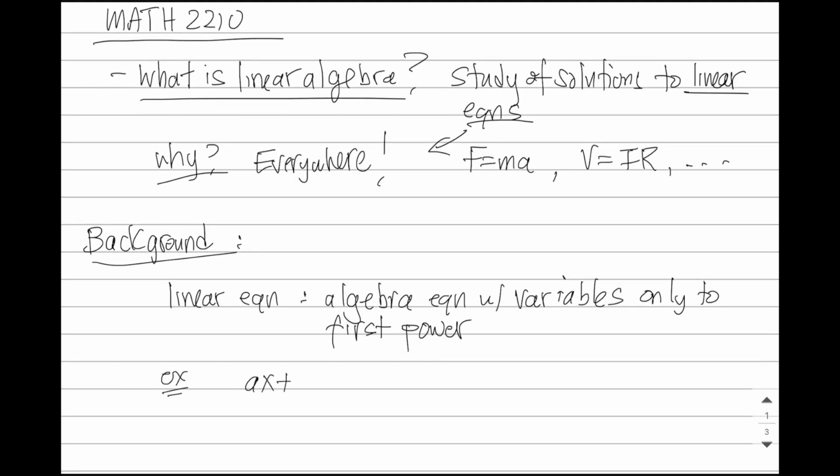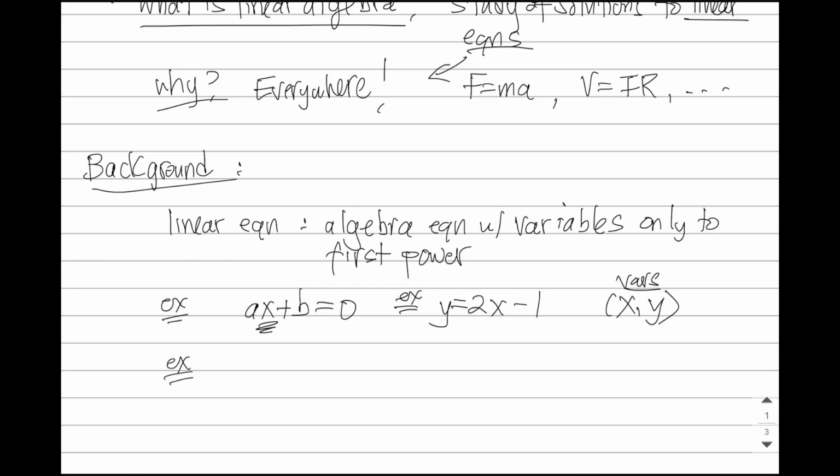This is another example. You have probably seen things like this: y equals 2x minus 1, the equation of a line. The variables in this case are a pair, or a couple. It doesn't have to stop with two variables, right? You can have any number of variables you'd like. And so here the variables would be x and y and z.